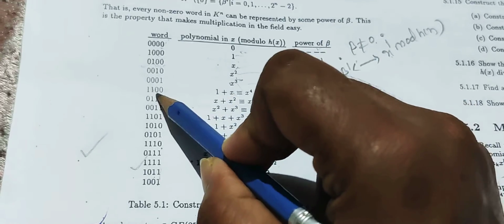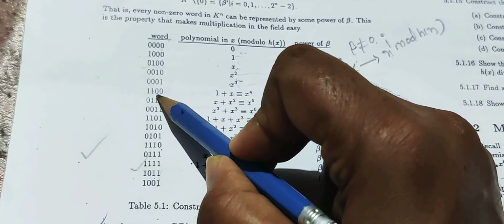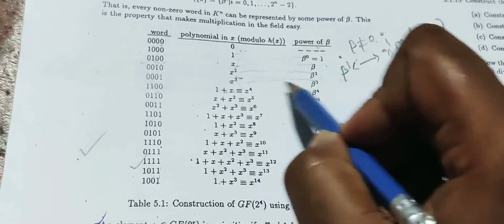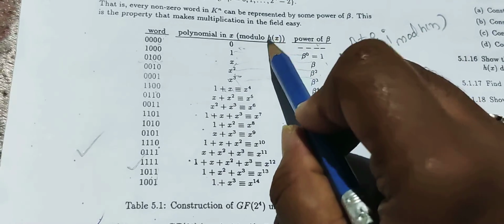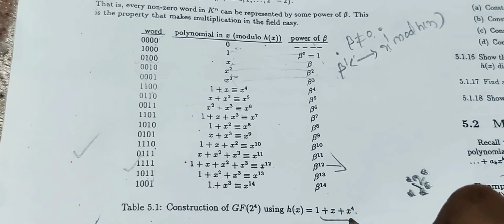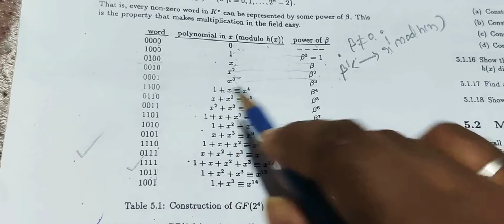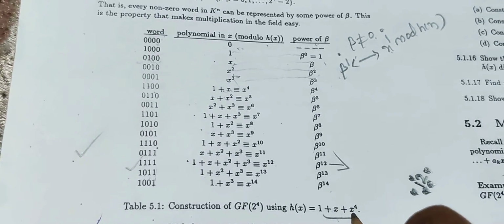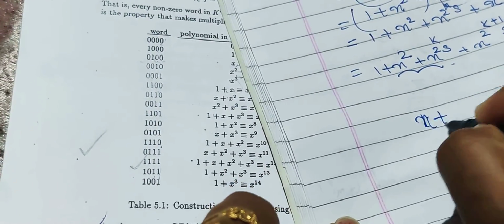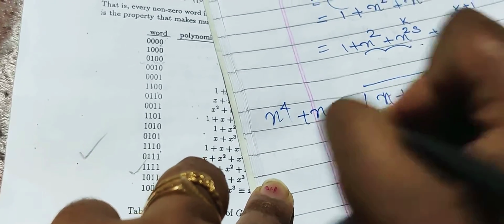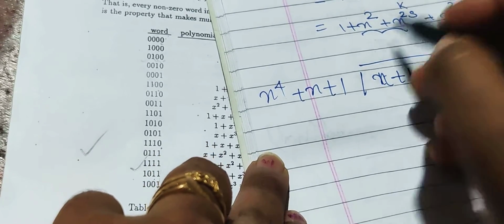And here is 1, 1, 0, 0. That means 1 plus x. So 1 plus x is divided by h of x. What is h of x? Here h of x is this one. So 1 plus x is divided by x raised to 4 plus x plus 1. So first we take 1.